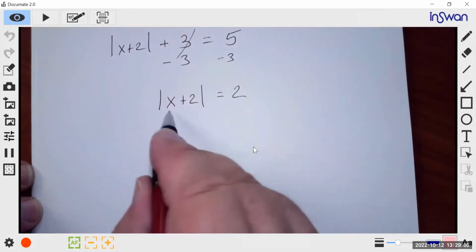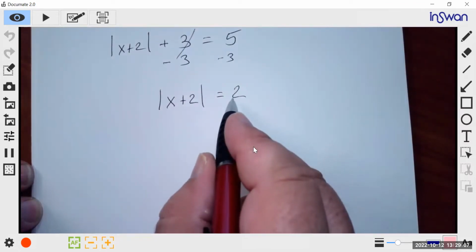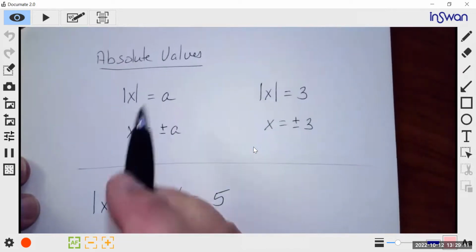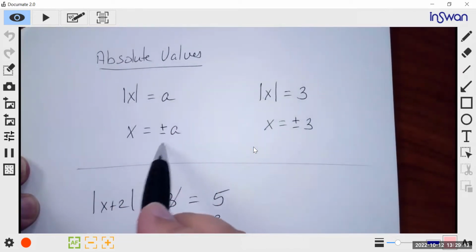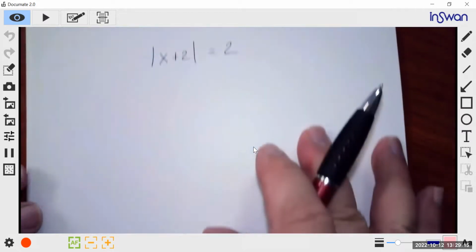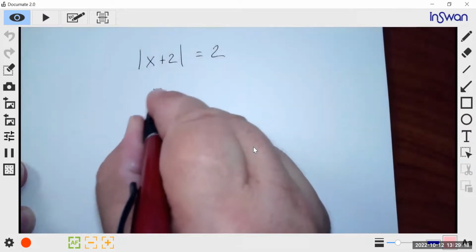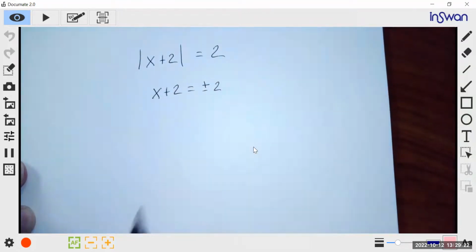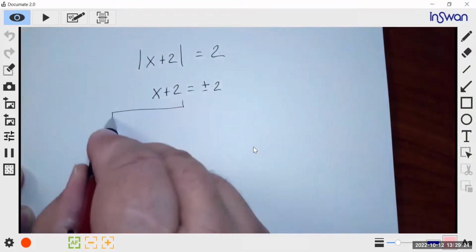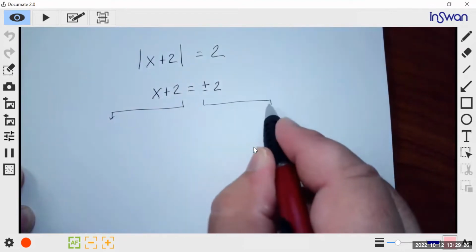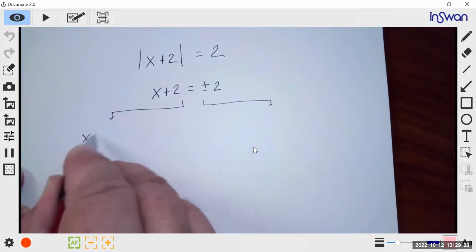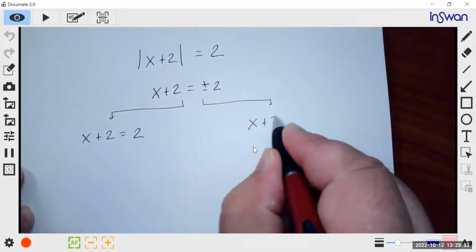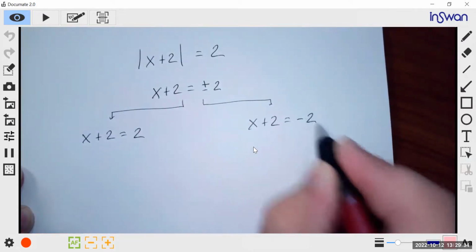If I drop the absolute value, what happens to the 2? If I drop the absolute value, what happens to the a? It becomes a positive or negative. So it can be a positive 2 or a negative 2. That's why you have to look at both of them. x plus 2 equals a positive 2. x plus 2 equals a negative 2.